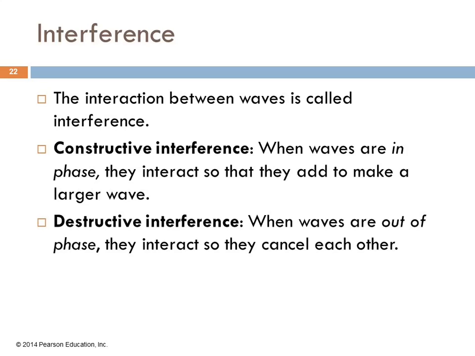Another thing that waves do is they interact with each other, and this is called interference. Interference can be either constructive or destructive. When the waves come together and reinforce each other, it's called constructive interference, and the wave gets larger. Destructive interference, we say they are out of phase, and they interact to cancel each other out.